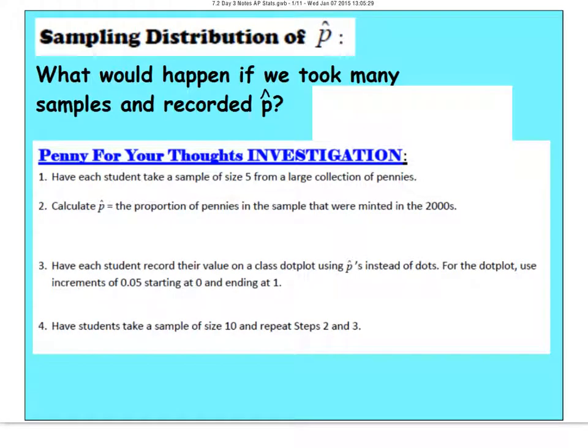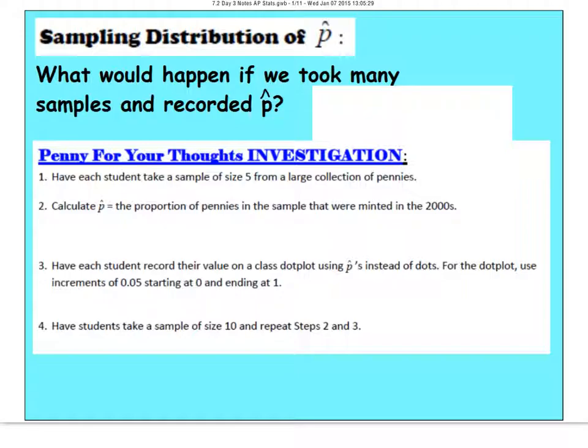Now, before we start learning objectives 7.2A, B, and C, I want to talk about the sampling distribution of p-hat and show you an investigation that we actually did in the classroom that is worth the time to look at. The question here was, what would happen if we took many samples and recorded p-hat if I had a jar of pennies?